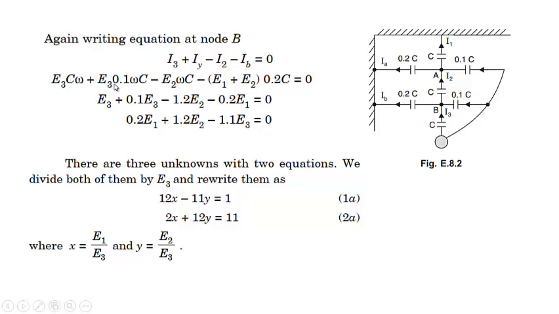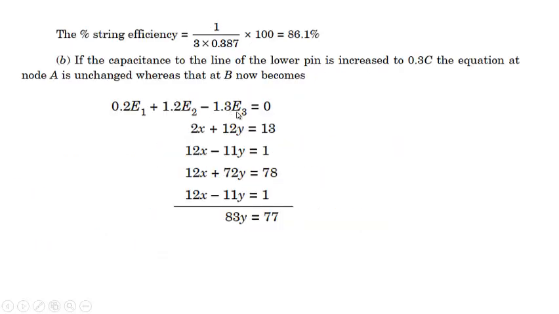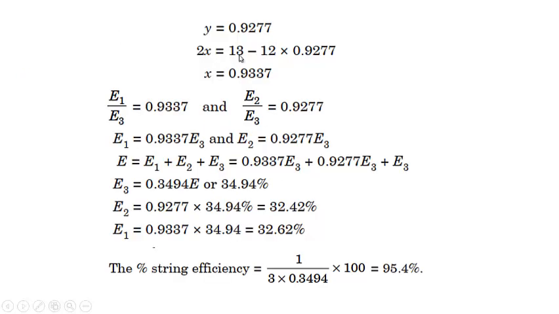That means E3 will be increased by 0.2. Here it is 1.1. In the new equation it will be 1.3. Rest will be same. So our equation will be now twice x plus 12y is equal to 13. Earlier it was 11. So when we solve this, we get y is equal to 0.9277 and x is equal to 0.9337. That means E1 by E3 is equal to this term, and E2 by E3 is equal to this term. That means E1 is equal to 0.9337 E3 and E2 is equal to 0.9277 E3.